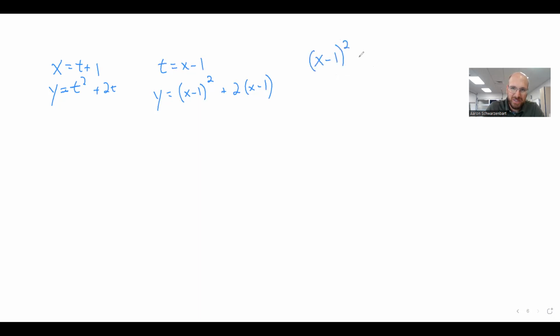The shortcut on foiling this, it's x minus 1, x minus 1: square the first one, take the 2 and multiply them together. X times -1 is -x, and double that. So 2 times x times -1 is -2x, plus the last number squared, 1 squared is 1. So when I expand that out, x minus 1 squared is x squared minus 2x plus 1. And then I'll distribute on my second one and combine like terms. That is the rectangular version of this.